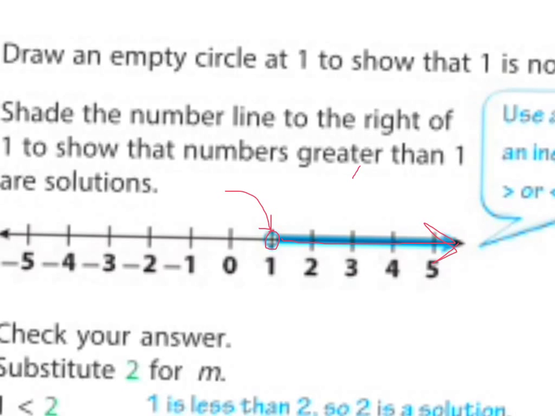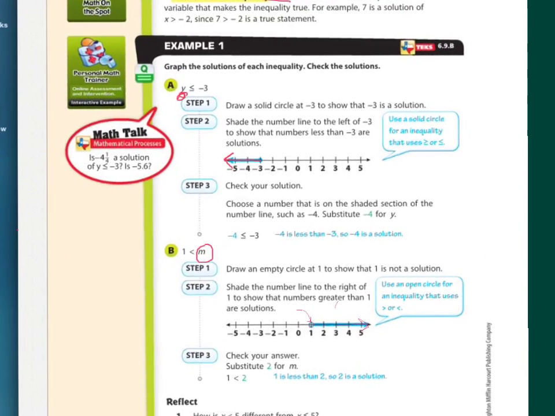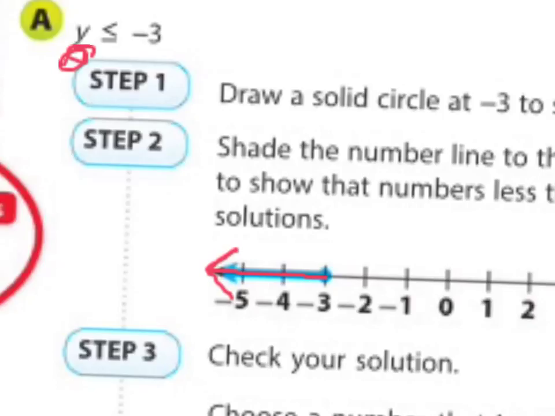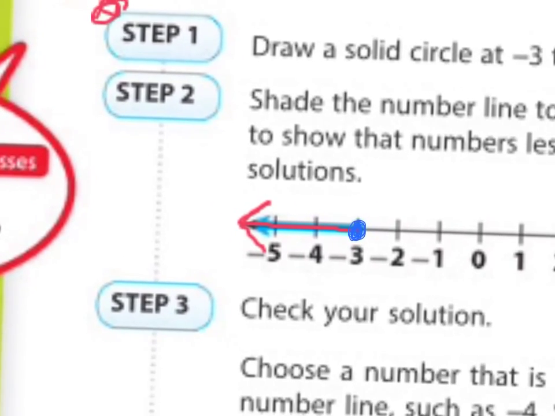Now let's compare that to the line up here. This said y is less than or equal to -3. So could -3 be a part of that? Yeah, it could. And that's why there is a solid circle here. They colored the circle in because -3 could be a number that is a solution there. Is -3 equal to -3? Yeah. And then all these numbers are less than -3.